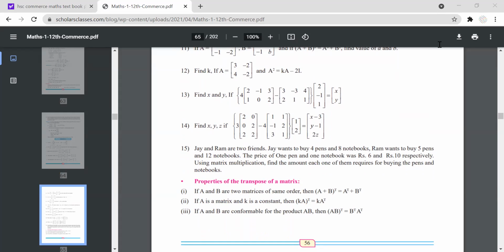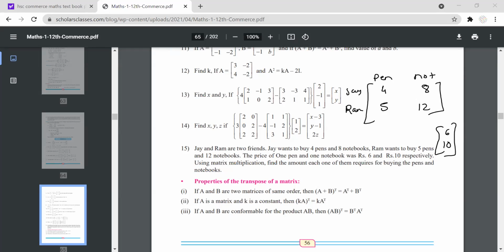अब जय को 4 पेन और 8 नोटबुक खरीदने हैं, तो हम लोग उसको एक मैट्रिक्स में डाल देंगे. जय एंड राम, पेन एंड नोटबुक. तो ये 4 पेन 8 नोटबुक, 5 पेन 12 नोटबुक. अभी उनकी प्राइस का एक अलग मैट्रिक्स बनाएंगे 6 into 10. And now if you will multiply them, you will get how much both have to pay.